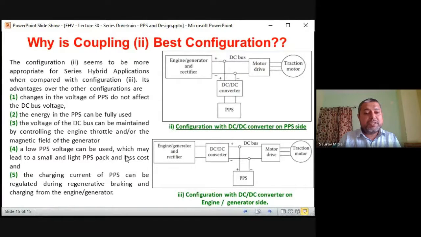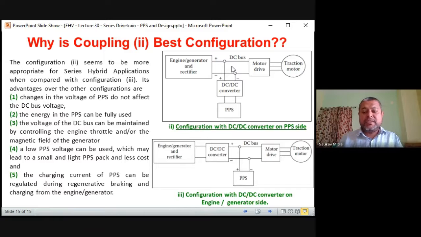Fourth, a low PPS voltage can be used, which may lead to a small and light PPS pack and less cost. Fifth, the charging current of PPS can be regulated during regenerative braking and charging from the engine generator. The DC to DC converter can be designed in such a way that it can accommodate the traction motor and regenerative braking to charge the PPS. So these are the five points telling why the second coupling, a DC to DC converter after the PPS with its output connected to the DC bus, is the best coupling.